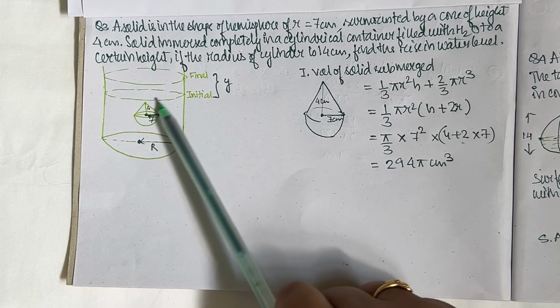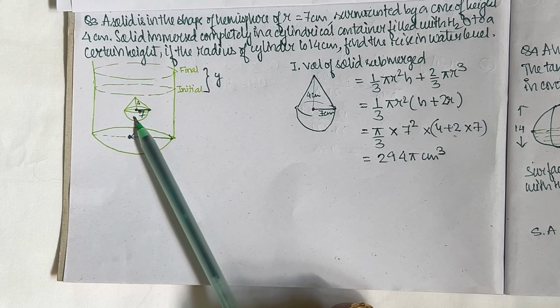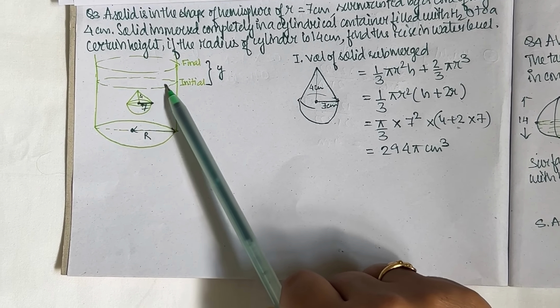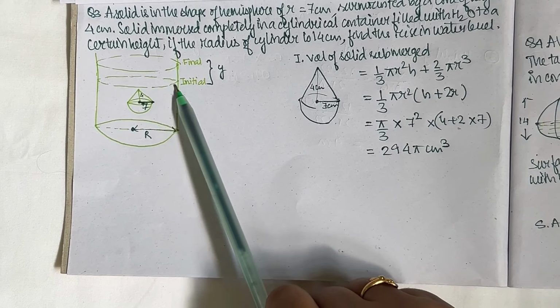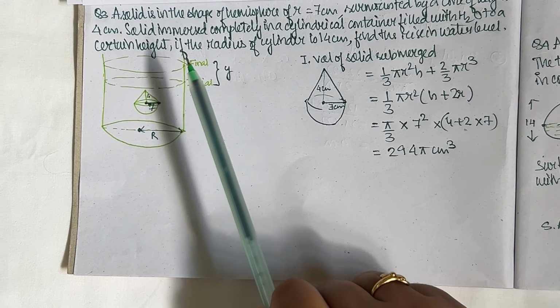So this solid is immersed. After that, this was the initial volume. When the solid got immersed, it rose to this final volume.